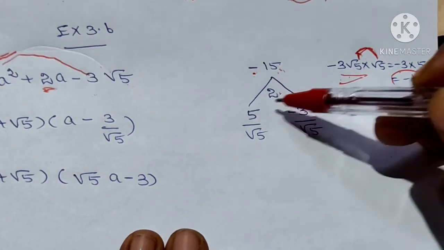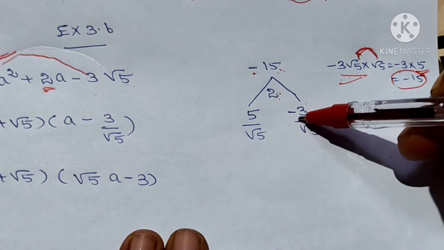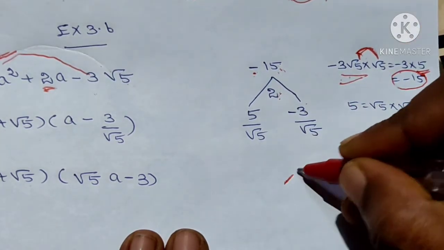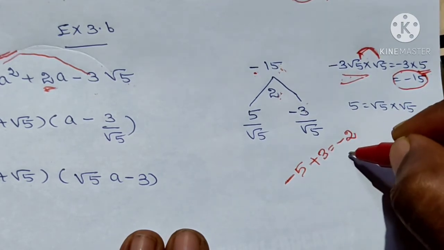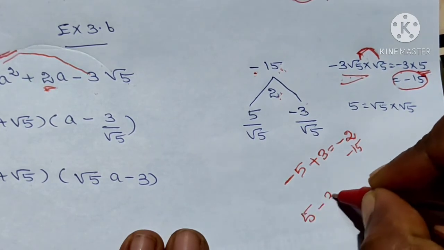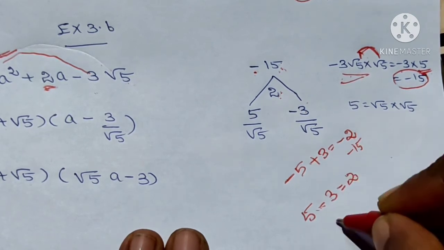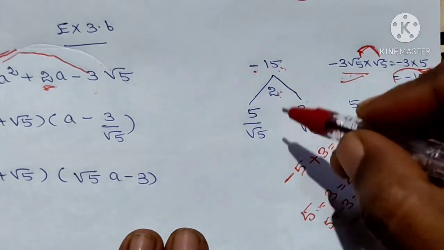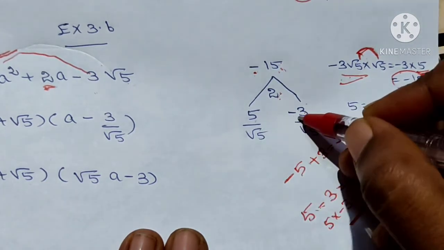So you subtract these two numbers. Where do you put the negative sign? Near the smaller number, then only we get 2. If you put the negative sign near the greater number, we get minus 2. Multiplication is minus 15, but the addition is not satisfied. So you select the smaller number and write the negative sign near it. We get the sum 2 and the product minus 15. So the possible numbers are 5 and minus 3.